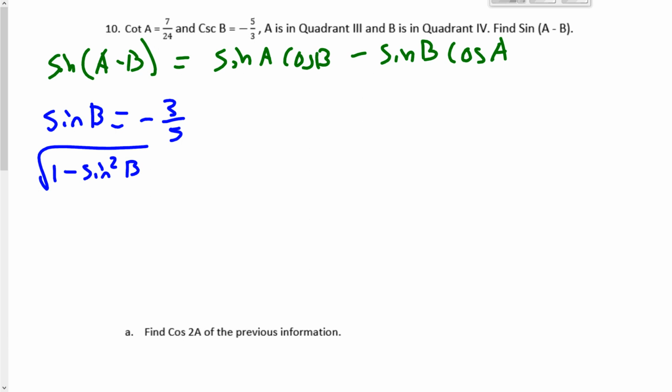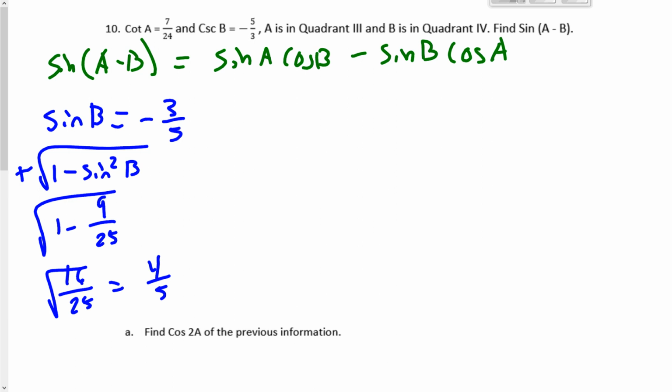And we know B is in the 4th quadrant, so cosine is going to be positive. So we square that, we get 9 over 25, and subtract from 1, which is 25 over 25. So that's going to be 16 over 25, and then we square root that. We get positive 4 over 5, because we know it's going to be positive. So cosine of B is 4 over 5.